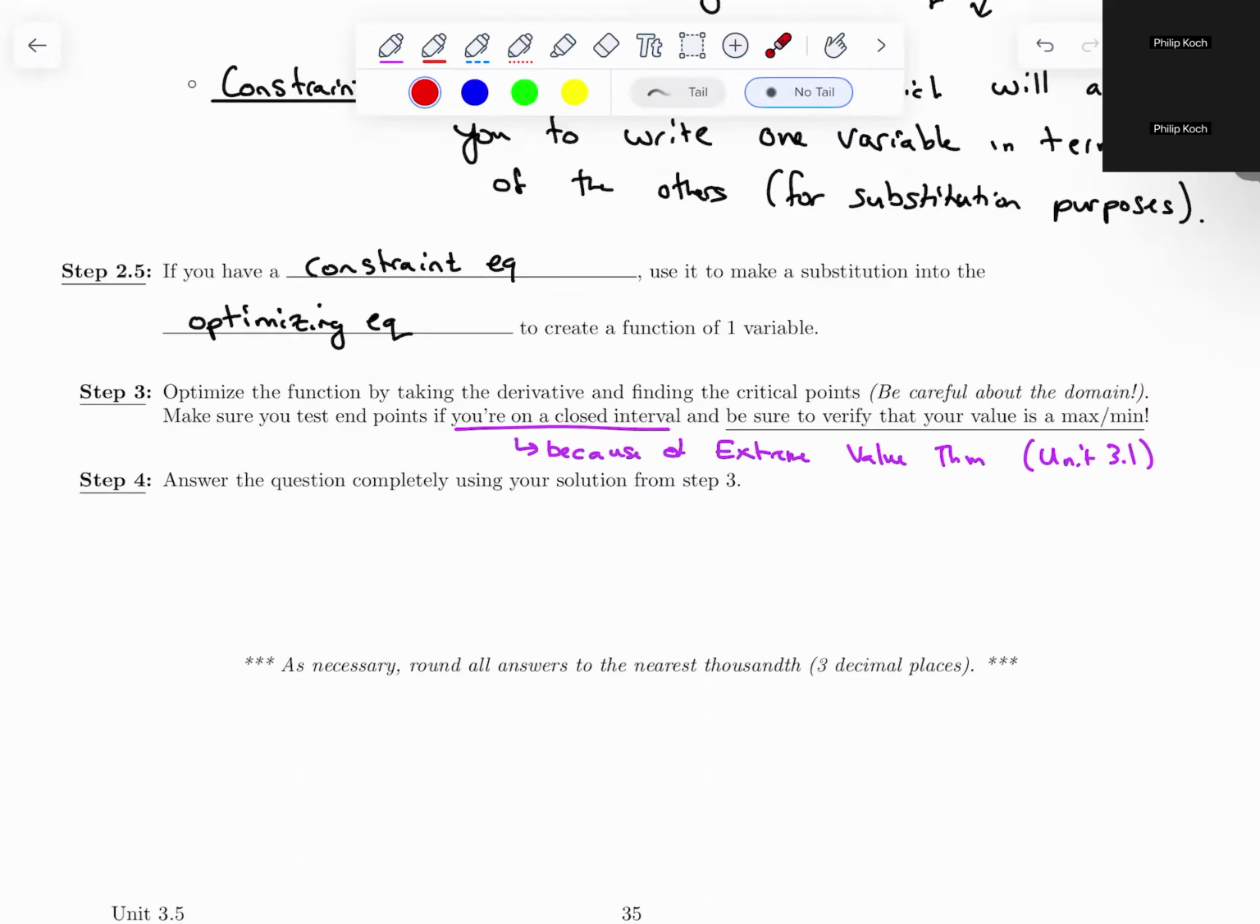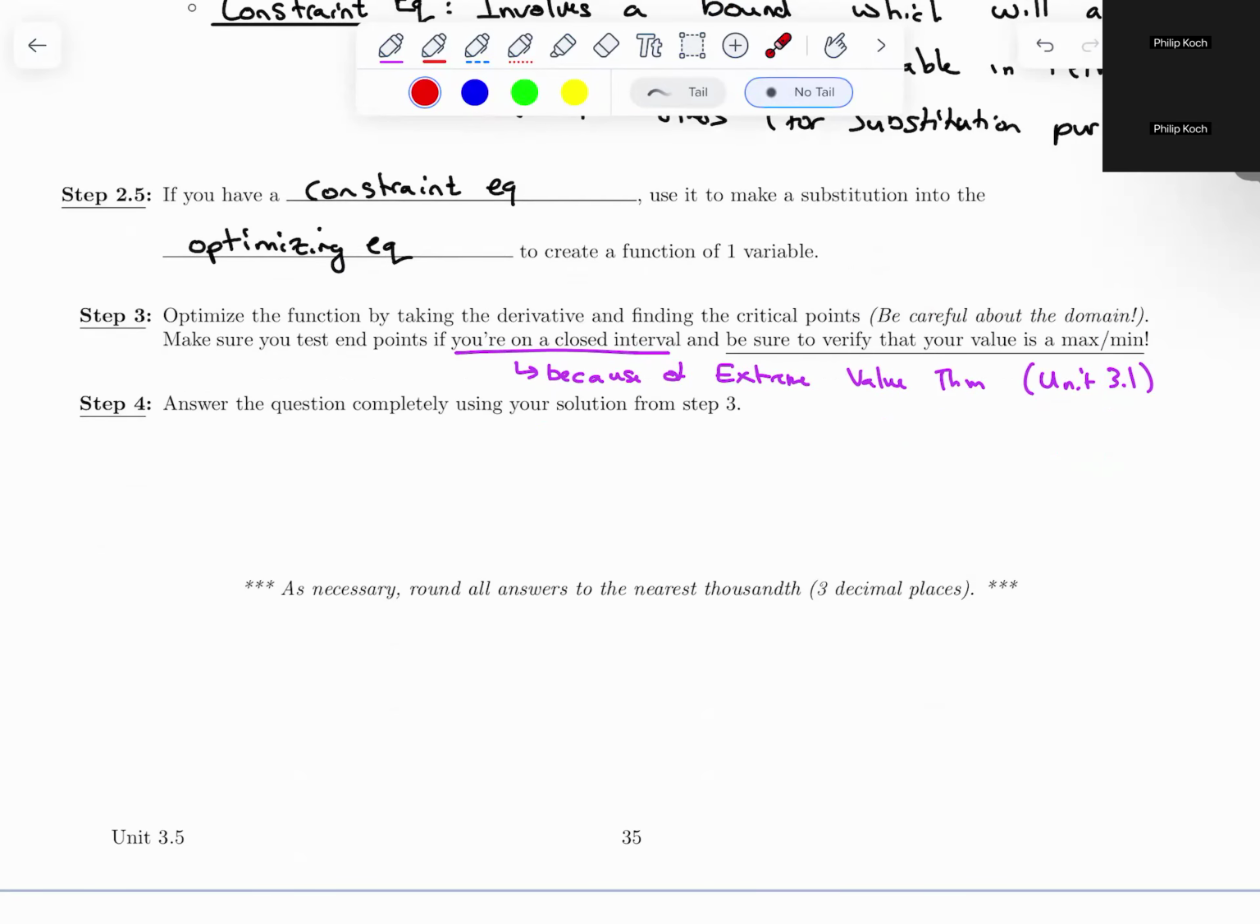And then last thing is to answer the question completely. So maybe the question's asking for the maximum area, but you found the dimensions. So you need to multiply your dimensions to find your area. Well, we'll get there. All right.